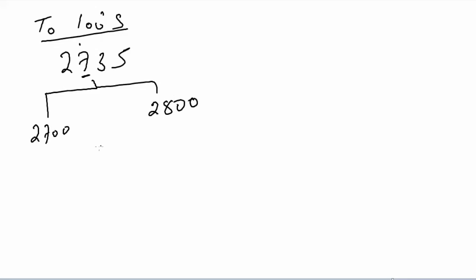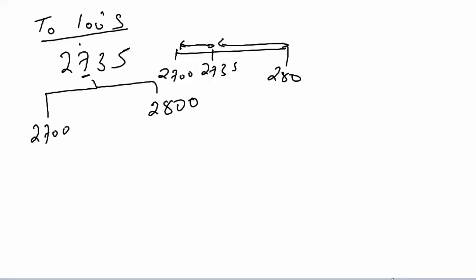Now the same way, see if this is 2700 on the number scale, and this is 2800, and 2735 lies here, and see which one it is nearer to. The 2735 is nearer to 2700, so you approximate it to 2700.